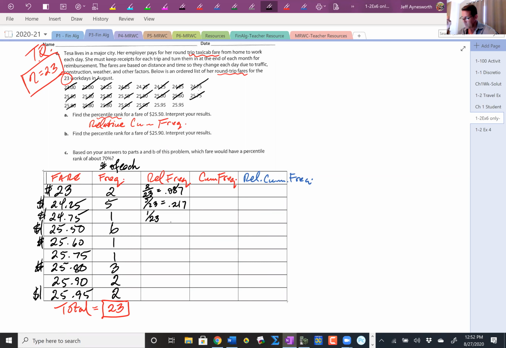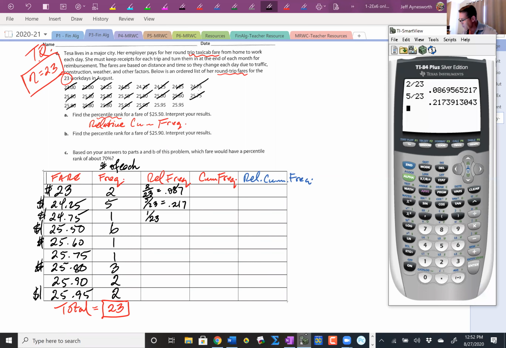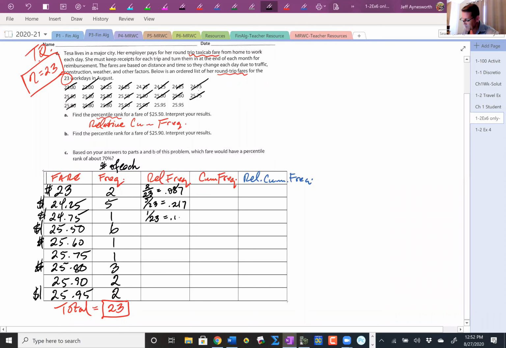Okay. Jonathan, why don't you take 1 divided by 23? Would you come up with that one? I got 0.043. There you go. All right. 0.043. Very good. So 0.043.